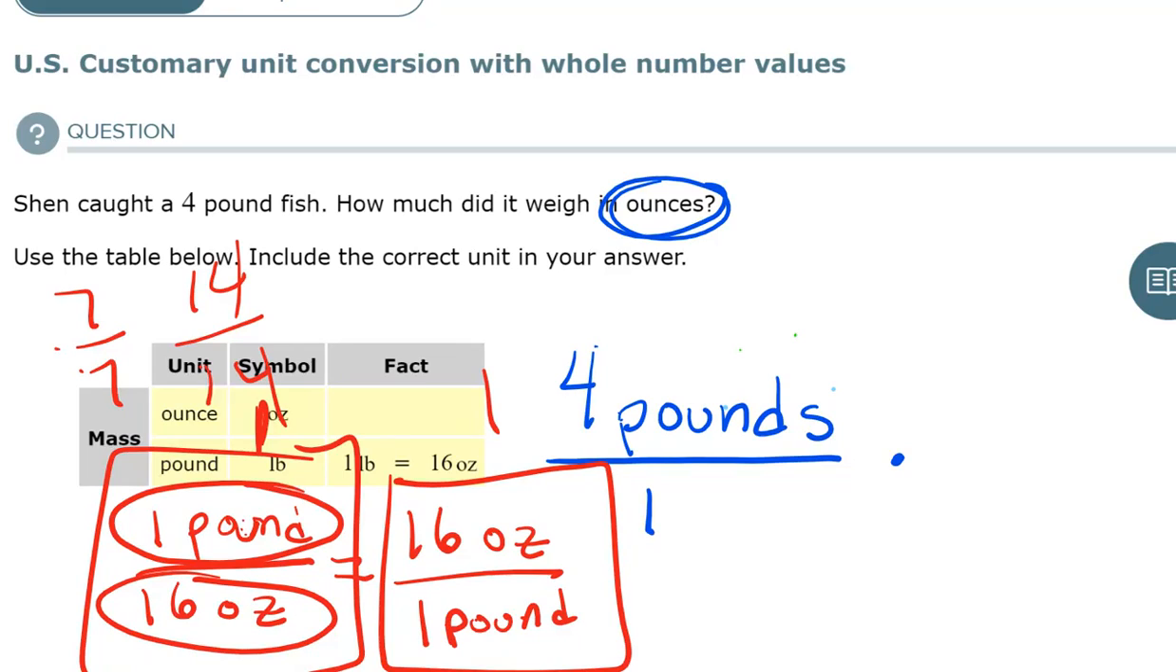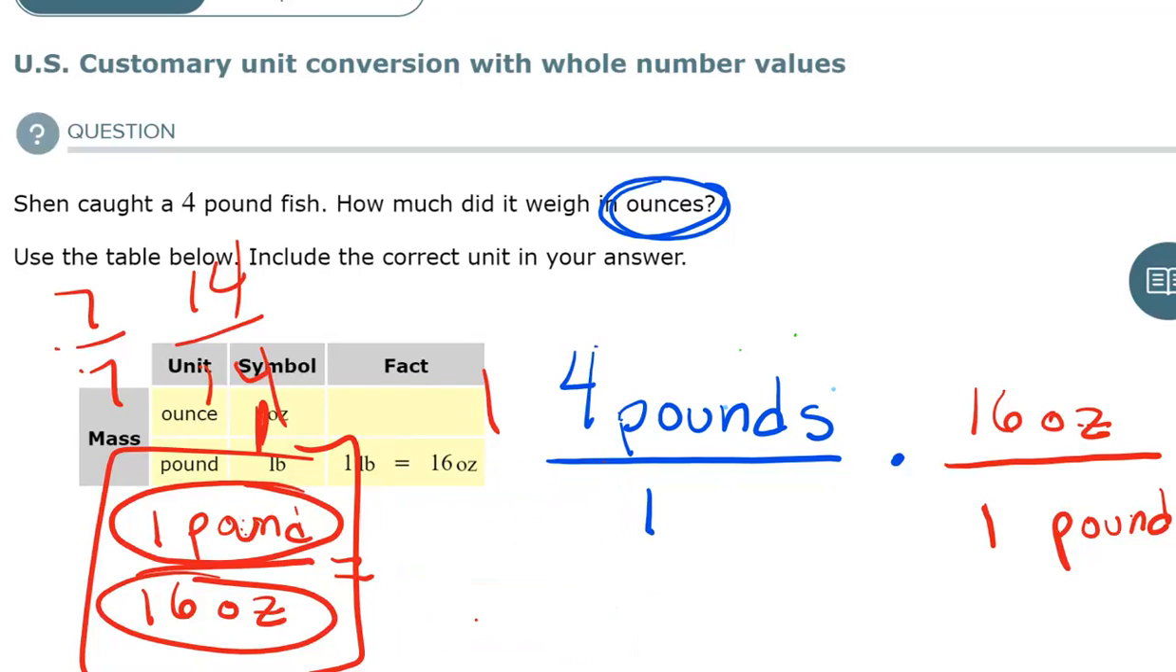I don't want the pounds to be in my final answer, and like I just said, anything over itself is 1. So if I have pounds on the top, I want to get rid of pounds, and we said anything over itself is 1, even units. A pound over a pound would go away. So I want the 1 pound to be on the bottom, which means my 16 ounces has to be on the top. Let's get rid of some of this over here to give myself a little more room.